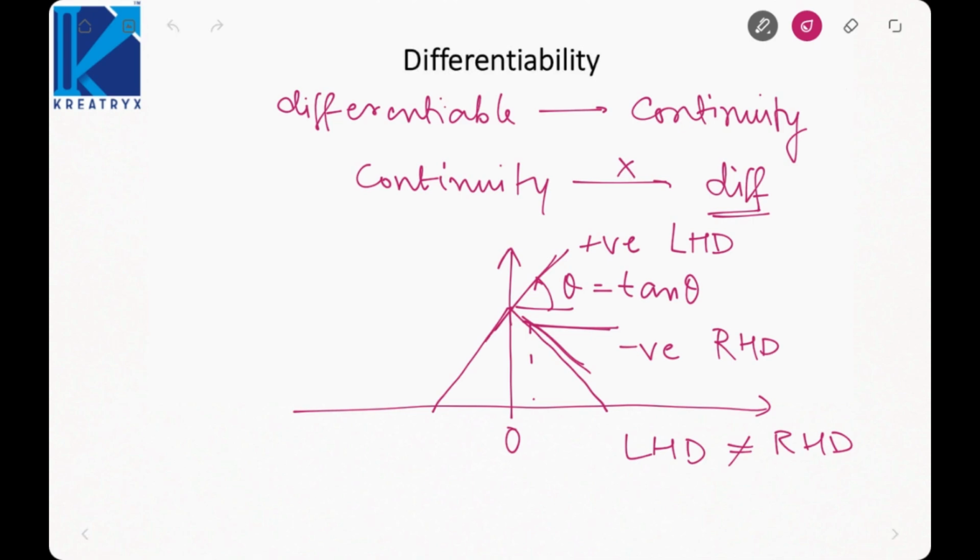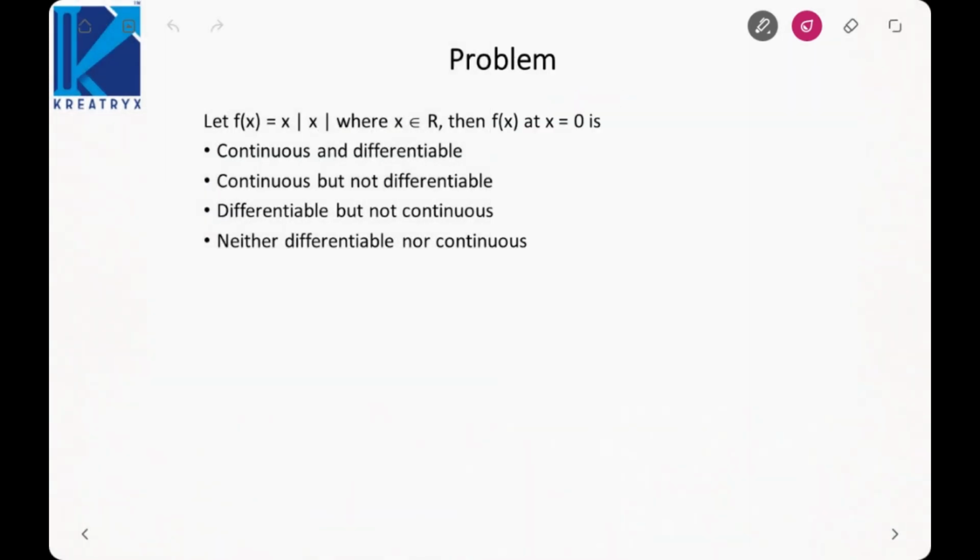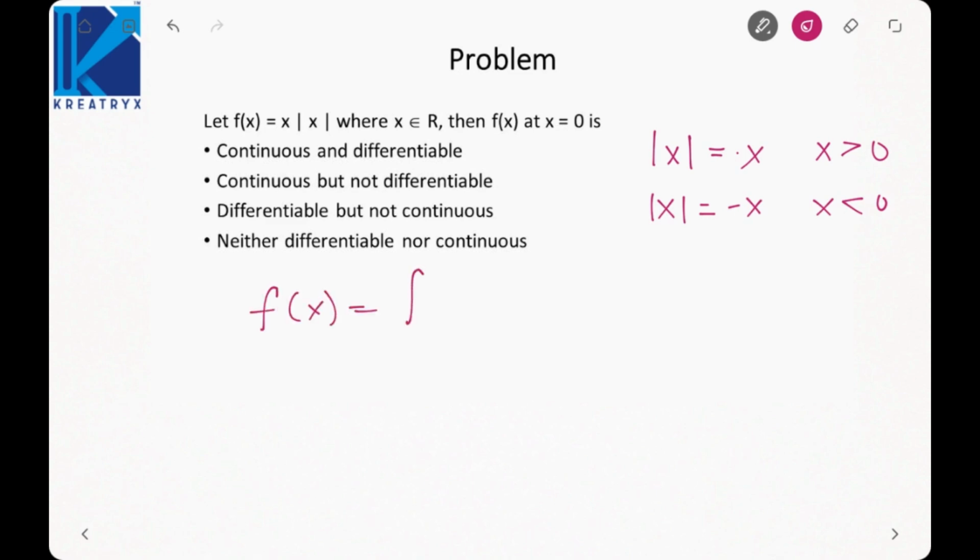Now let me show you an example. Here we are given a function f(x) is equal to x mod x. We need to check its continuity and differentiability. Now I have already told you mod x is equal to x for x greater than 0 and mod x is equal to minus x for x less than 0. Due to which, what happens to the function f(x)? It will be x into x, that is x square, for x greater than 0, x into minus x, that is minus x square, for x less than 0, and it will be 0 for x equal to 0.